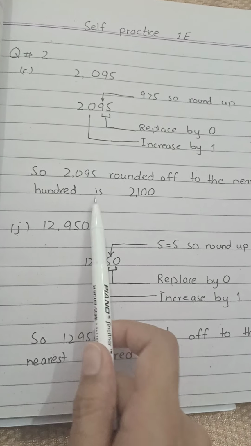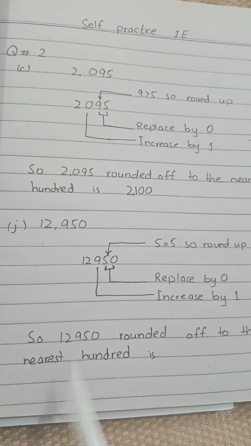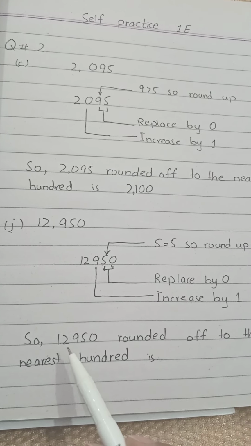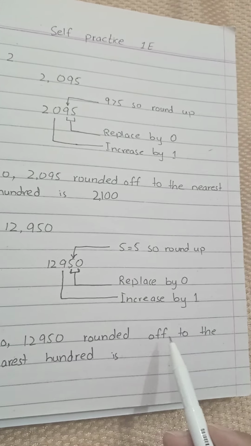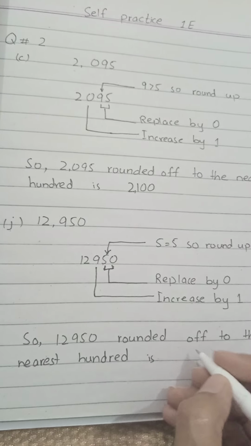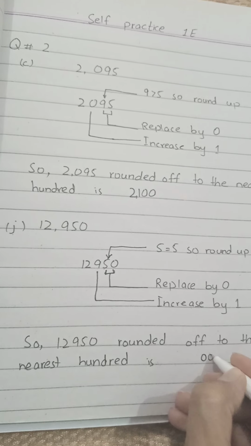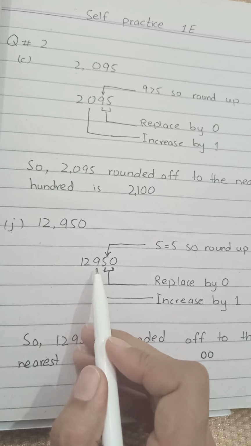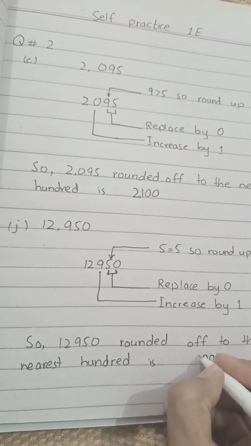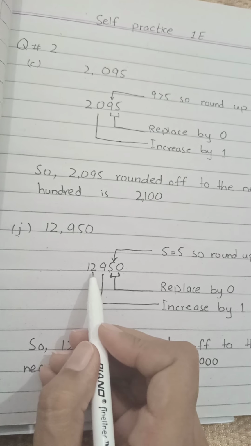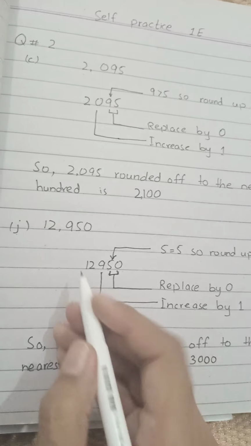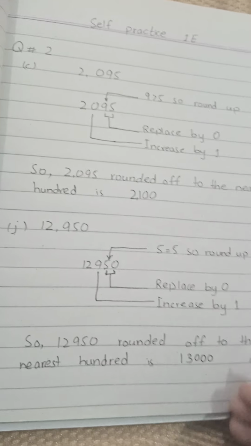Then we will write here the same line that we are writing, and after the thousands place you will put a comma. So 12,950 rounded off to the nearest 100 is, when we put zeros for this, two zeros for ones and tens, and then we will add 1 here. In 9 when we add 1, it will be 10, and we will write 0 here, and 1 will be carried here. When we add 1 in 2, it will be 3, and this one will come as it is, so it is 13,000.